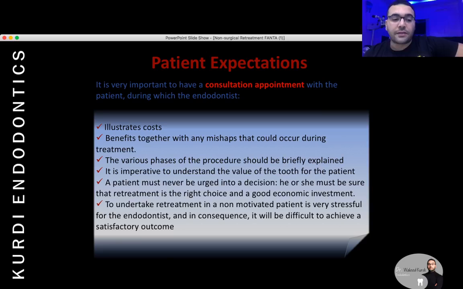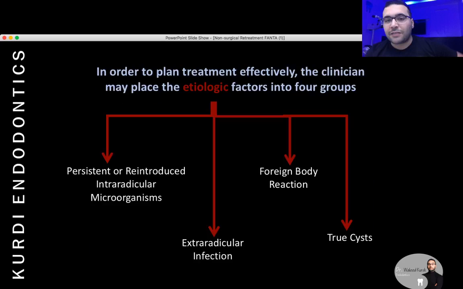Now, the last factor is patient expectation. And honestly, you have to make this kind of informed consent in your clinic that will protect you and also protect the patient. You should explain and illustrate everything to the patient, the cause, the time, everything. You should tell your patient everything about the case, about the treatment, about the prognosis, about the success and failure of his case, or even her case. You should tell the patient everything, and then he can make a good decision about the treatment plan.